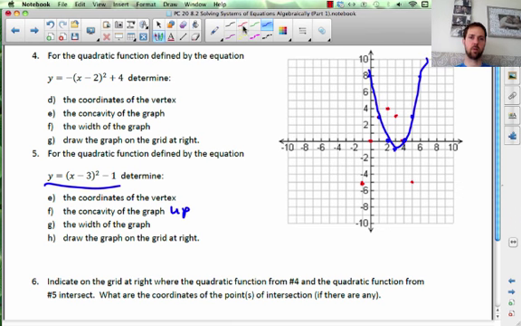So we've got our 2 points of overlap at 1 and 3, and at 4 and 0. There you go.